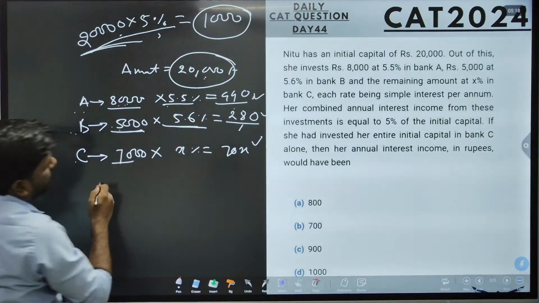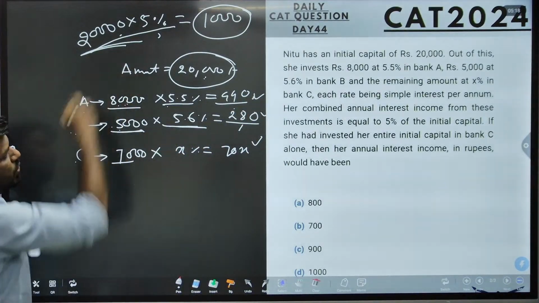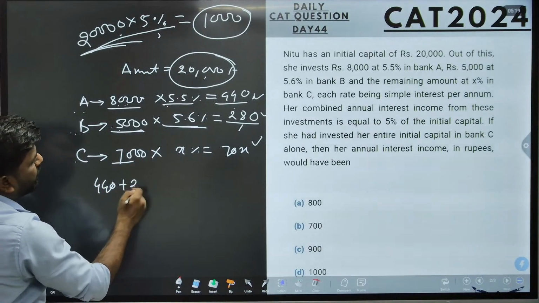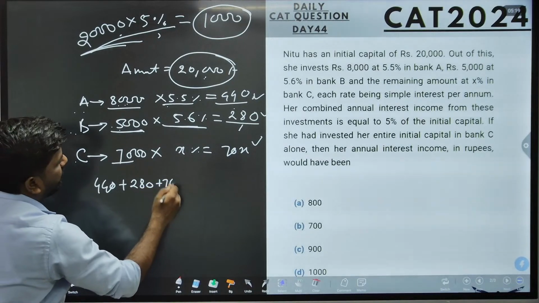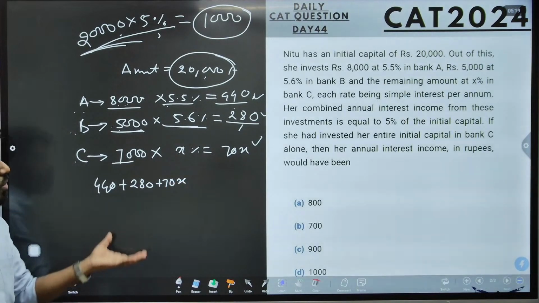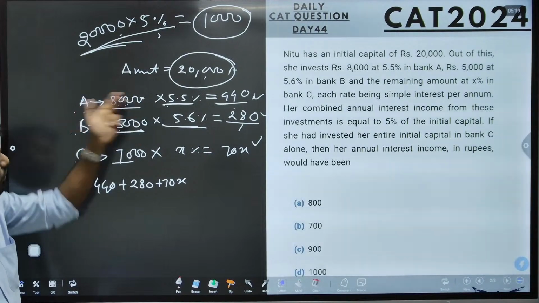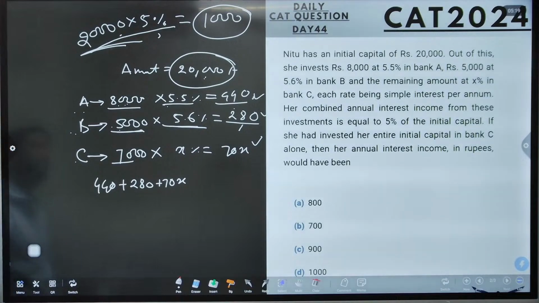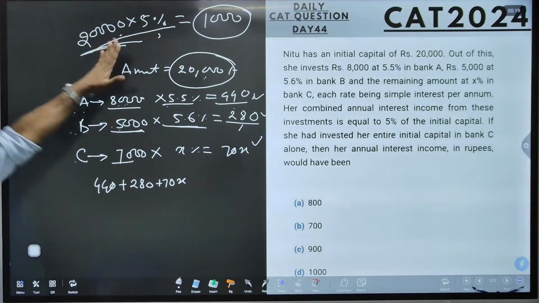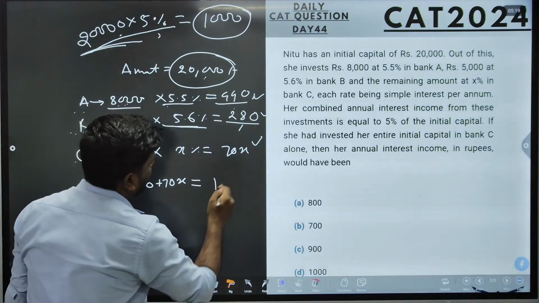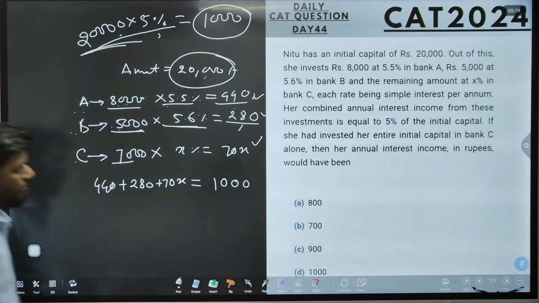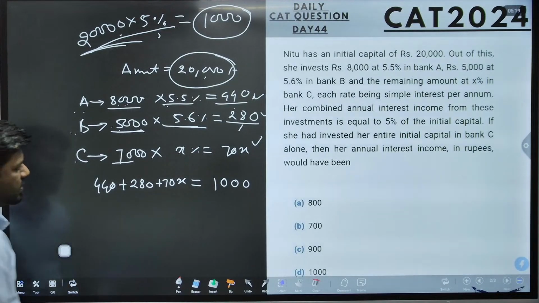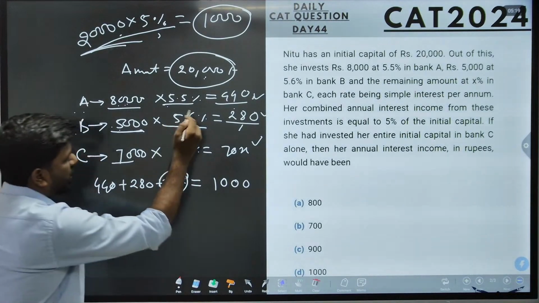That is 440 plus 280 plus 70x is equal to 1,000 rupees. So 440 plus 280 plus 70x, because this is the interest amount that she earned after investing in different banks, that is A, B and C. And once she invested all 20,000 at 5%, that we have calculated as 1,000 rupees, right? Now this looks like a simple linear equation in terms of x. All you need to do is find the value of x.